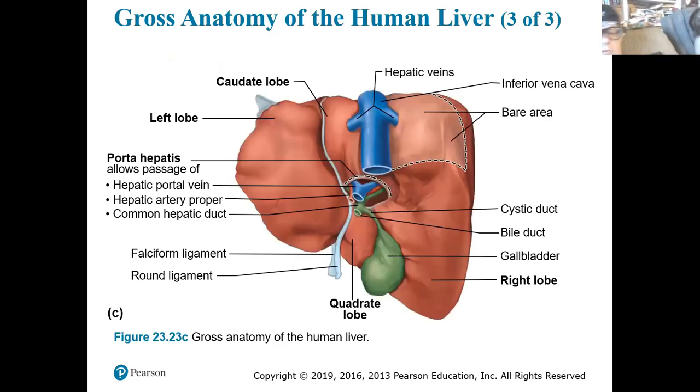There's a pretty picture. It actually looks a lot better than that drawing, just because of the color contrast, easier to see. But remember, the quadrate is the little tiny lobe hanging down next to the gallbladder, and the caudate lobe is the one up by the hepatic vein. The falciform ligament separates the lobes, the round ligament's right next to it.